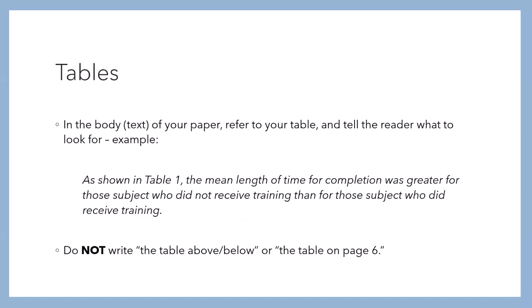So how do you present and refer to a table? In the body text of your paper, you refer to your table directly by writing table 1 and tell the reader what to look for. For example, as shown in table 1, the mean length of time for completion was greater for those subjects who did not receive training than for those subjects who did receive training. You do not write the table above or below because it won't be, more on that later, or the table on page 6.